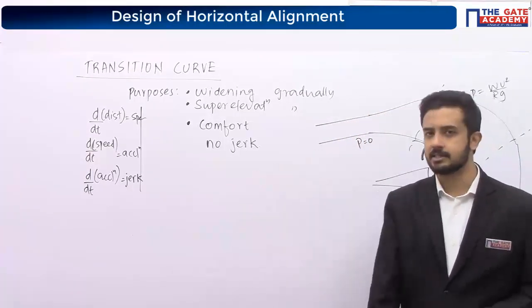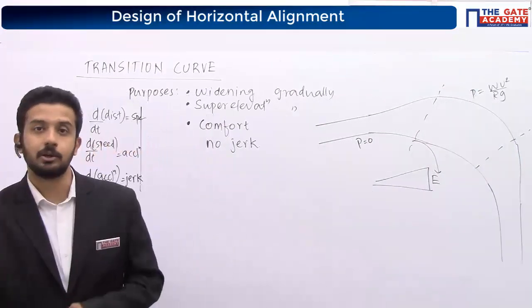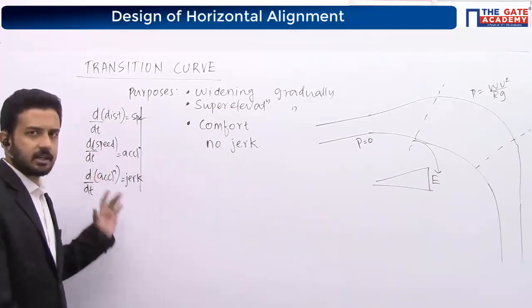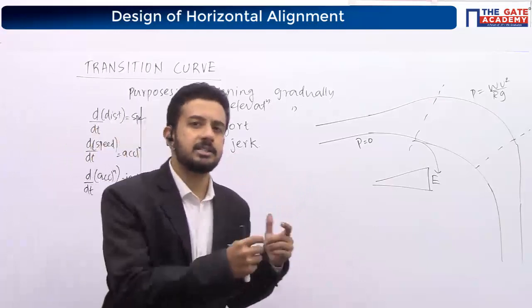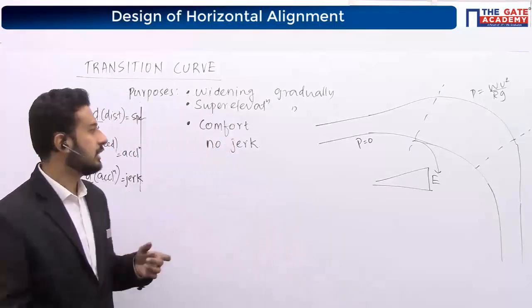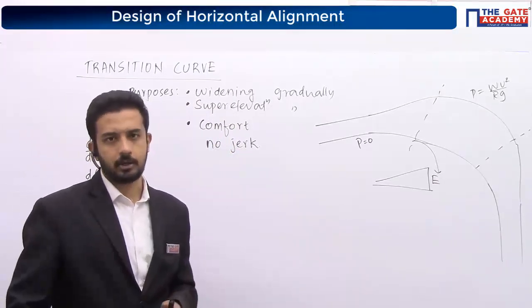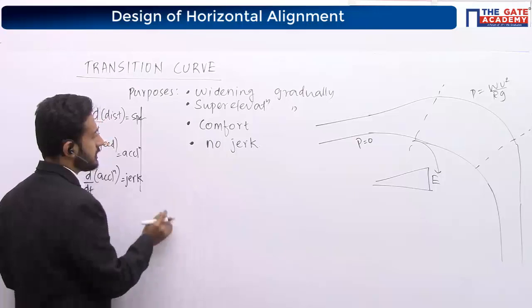In case someone asks you in an interview what you mean by jerk, it is the rate of change of acceleration. That is the technical meaning. Here we are telling in the general sense: there will not be a sudden change. You are going gradually. So there will be no jerk, so that passengers will get more comfort. These things can be asked for a 1 mark question.